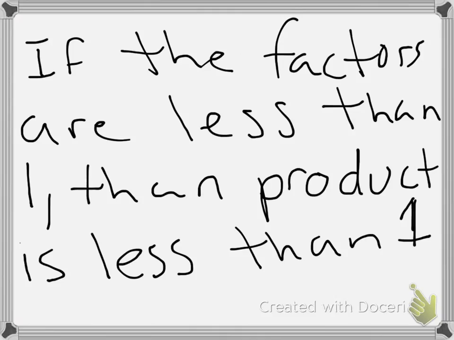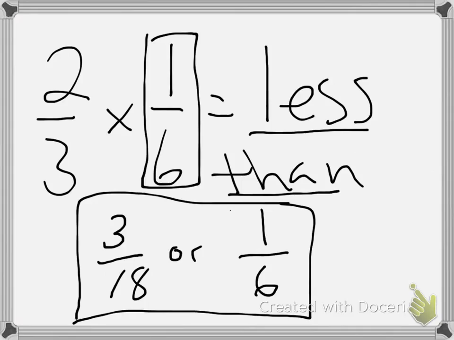Okay, if the factor is less than 1, then the product is also going to be less than. So here's an example: 2/3 times 1/6. Well, 1/6 is less than 1. So therefore, the product must be less than 2/3. And here's our example. 2/3 times 1/6 is 2/18 or 1/9, and that is less than 2/3.